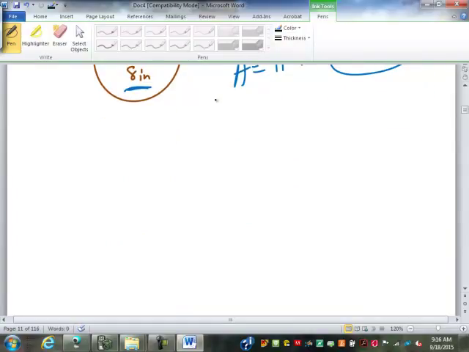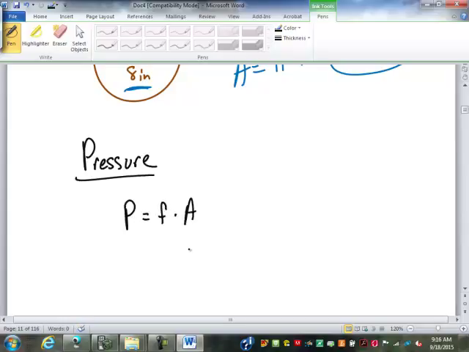Okay. One last little thing I want to mention. Once we get into units, you can talk about pressure. Pressure is equal to a force times an area. PSI, pounds per square inch. Actually, not force times, it's force divided by area, I should say.